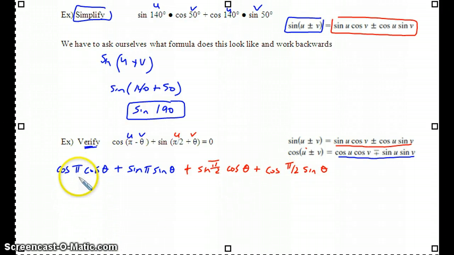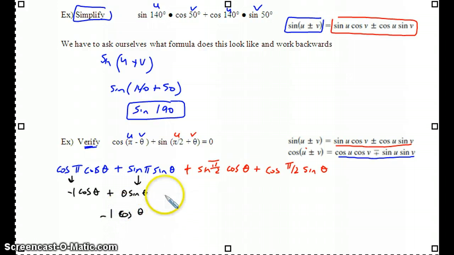And again, I'm going to go to my unit circle and I'm going to pull this information off of there. So on the unit circle, the cosine of pi is -1, so I get negative cosine of theta, plus the sine of pi is 0, sine of theta. So I can actually simplify this all down to just a negative cosine of theta. Okay, bring down your plus sign.